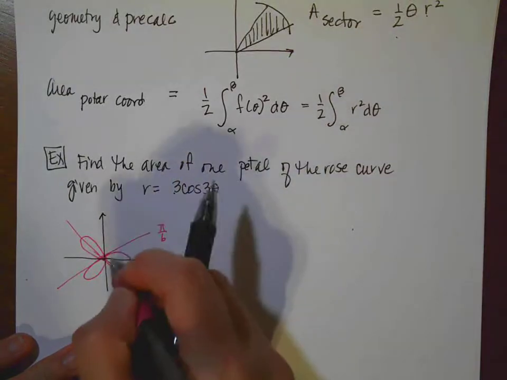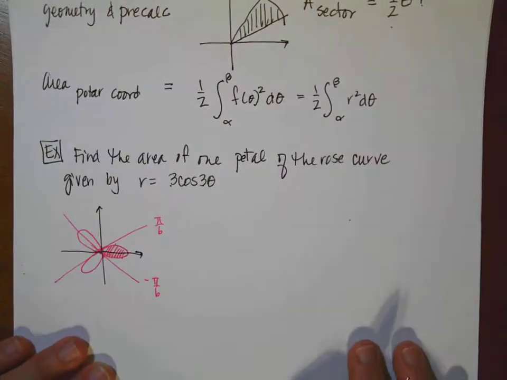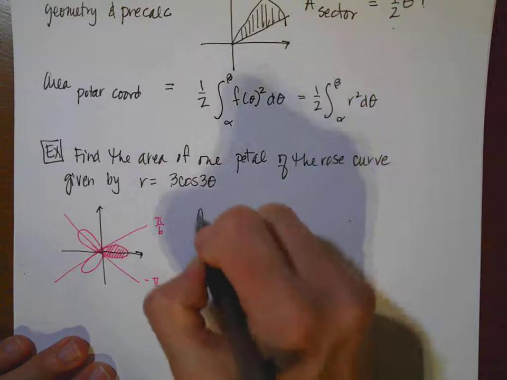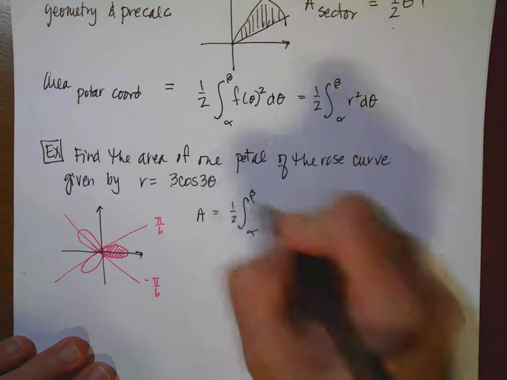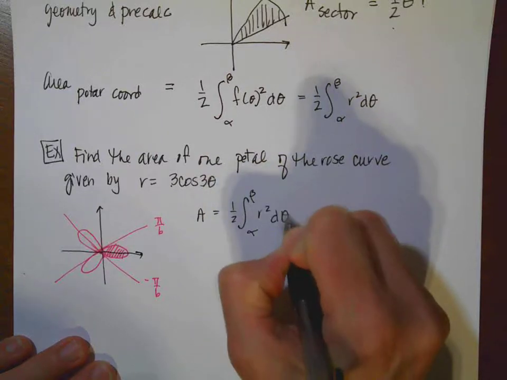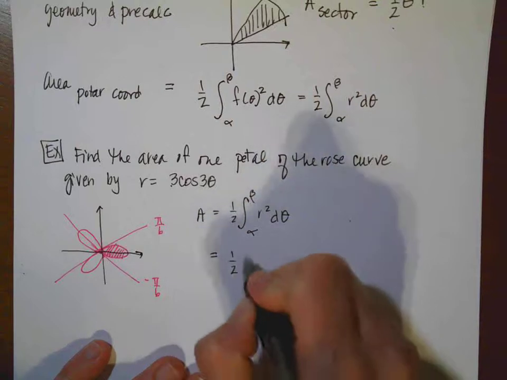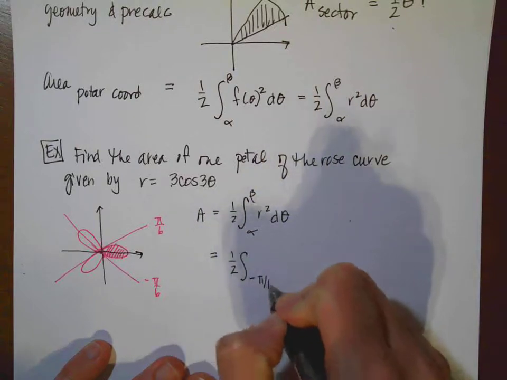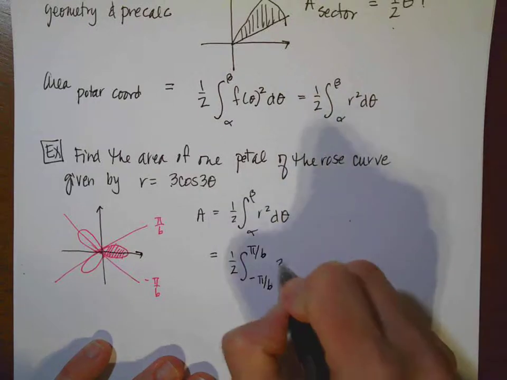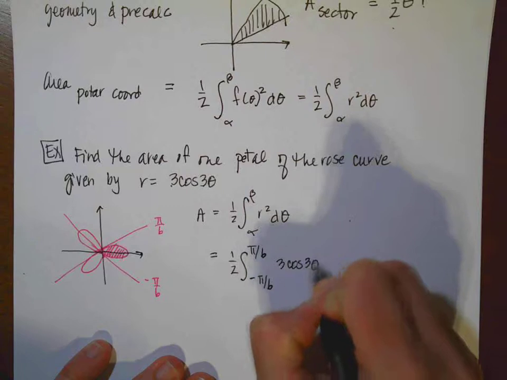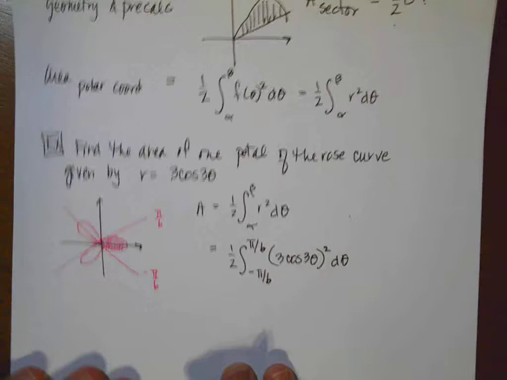So we're going to want to find the area of one petal, because all the petals at this point are going to be the same. So our area is going to equal 1/2 the integral from alpha to beta of r squared d theta. Alrighty. And so we're just going to do 1/2, and we're going to integrate from negative pi over 6 to pi over 6. And then my r is 3 cosine 3 theta, quantity squared d theta.